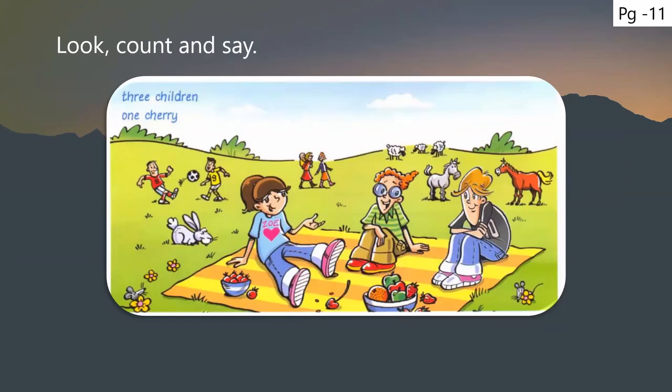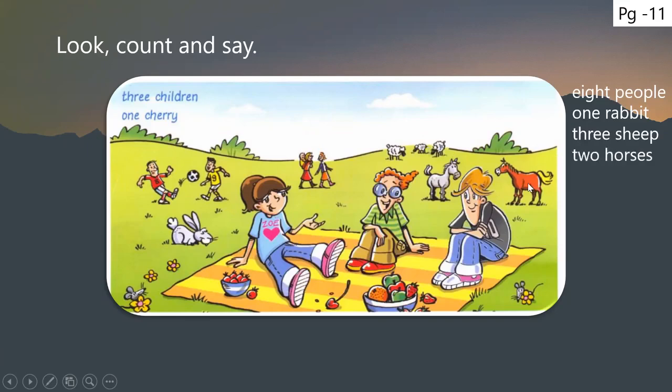Okay, here is the answer for you. There are eight people: 1, 2, 3, 4, 5, 6, 7, 8. That's why I wrote eight people. Rabbit: one rabbit, so you can say a rabbit. Three sheep: 1, 2, 3. Three sheep. And two horses.